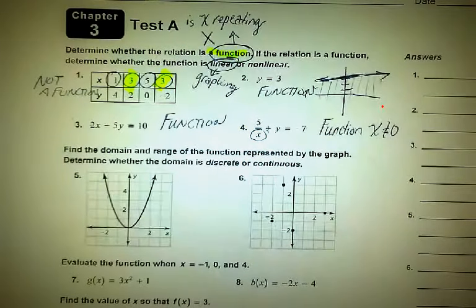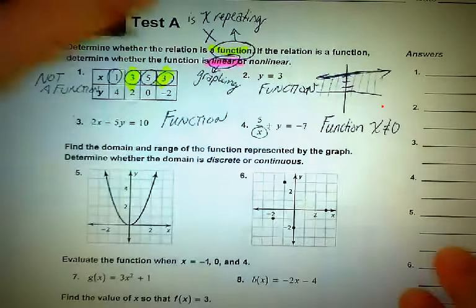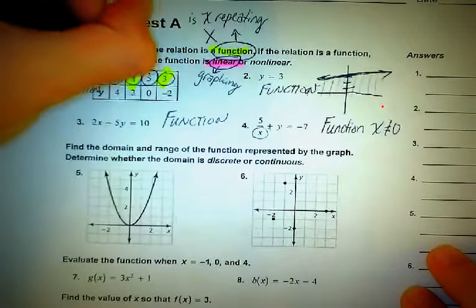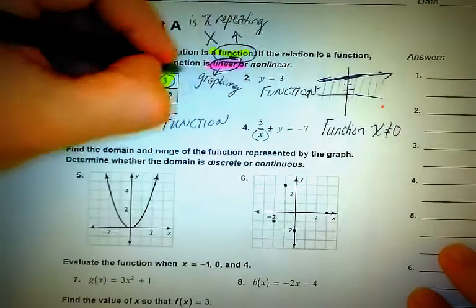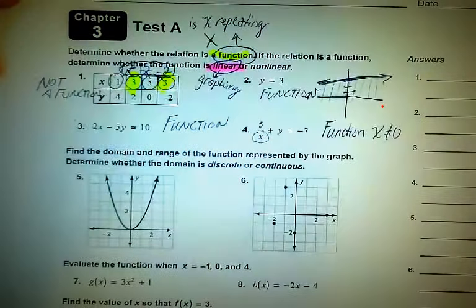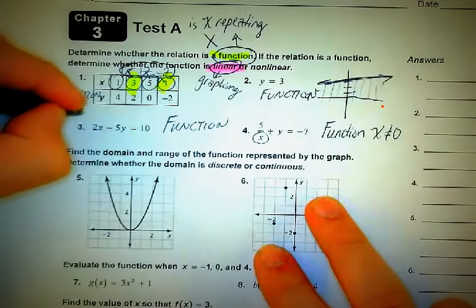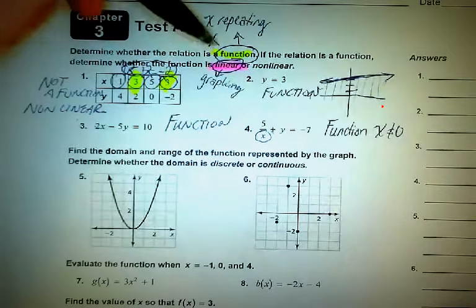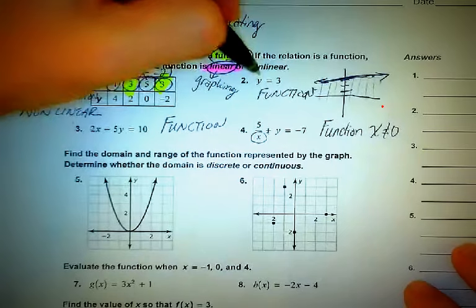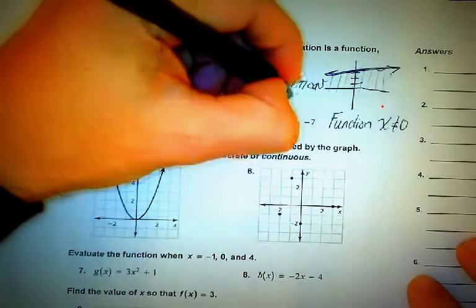Let's talk about linear and nonlinear. Right here, we have a plus 2. This is a plus 2 for our common difference. And here's where we have a minus 2. Because we do not have a common difference, this is nonlinear. Let's make that more clear. When I look at my graph of y equals 3, I see that it's a straight line. So I know that this is linear.